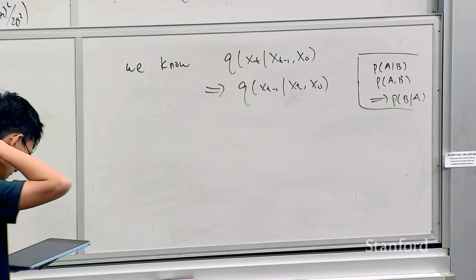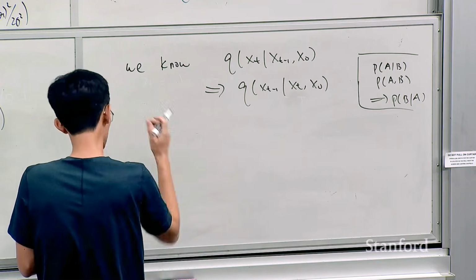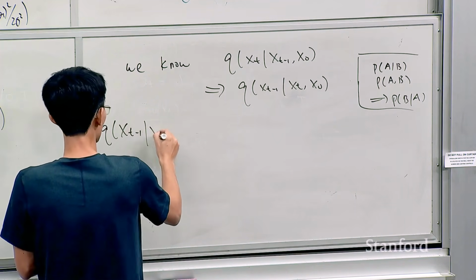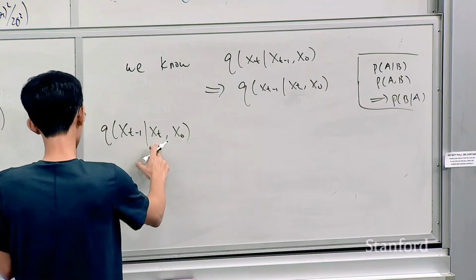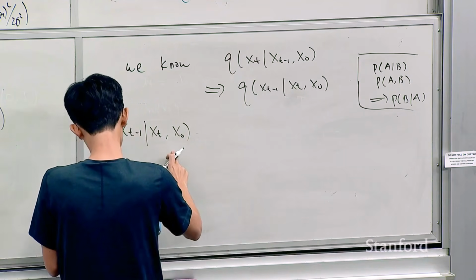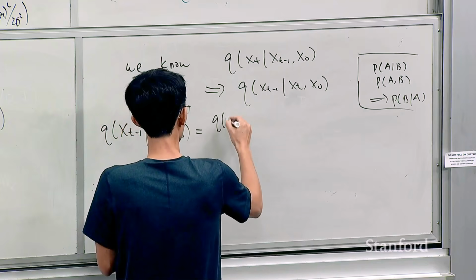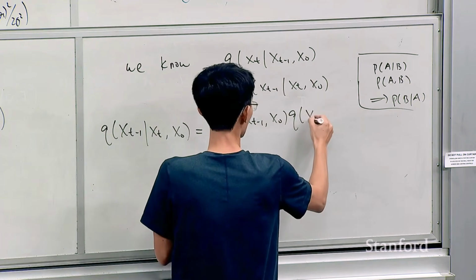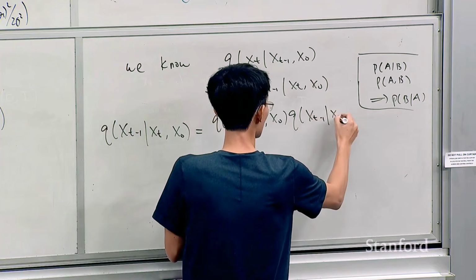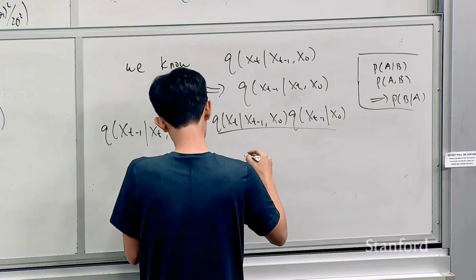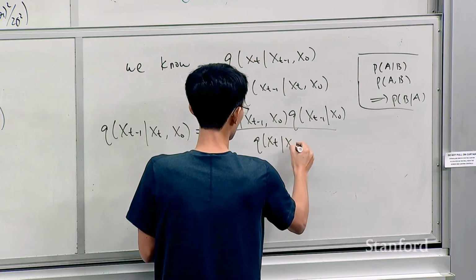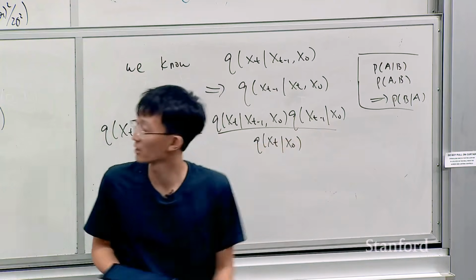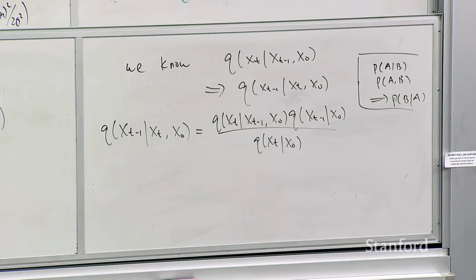I'm probably not going to do the full derivation, but you can compute it. If you do the calculation, you have xt minus 1 given xt and x0, and you can apply Bayes' rule, which is q of xt given xt minus 1 and x0, times q of xt minus 1 given x0, divided by q of xt given x0. You see, you know everything here, right? What is xt minus 1 given x0? That's known because, oh, did I erase that?